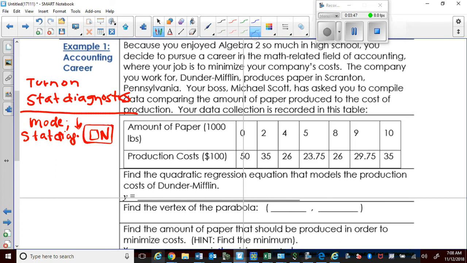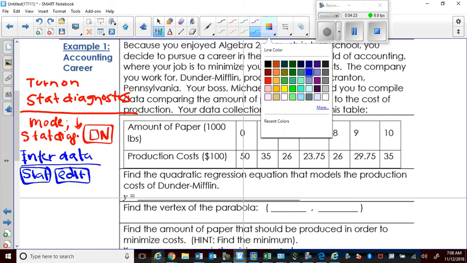The second thing we're going to do is find an equation. Actually, take that back. We're going to enter the data, or the points. And for this, you go to stat and edit, and your list should be clear. So if you're resetting every time and turning stat diagnostics on, you're perfect and good to go.